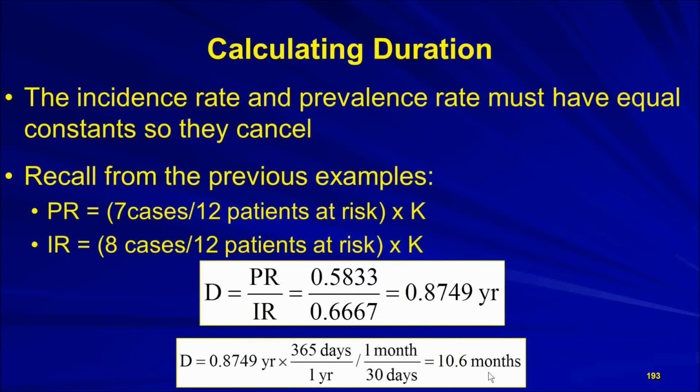Why do we want to know duration? It helps identify an unknown disease. So if we didn't know what the disease was, we could look through the Control of Communicable Disease Manual, and we could look for diseases that had a duration, because duration is listed, as well as incubation period, which I'll talk about later. But duration would help us identify what type of disease we are dealing with. And so that's an important element in disease identification.